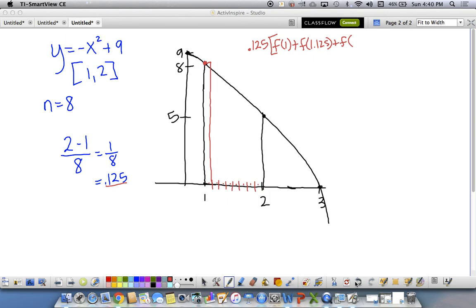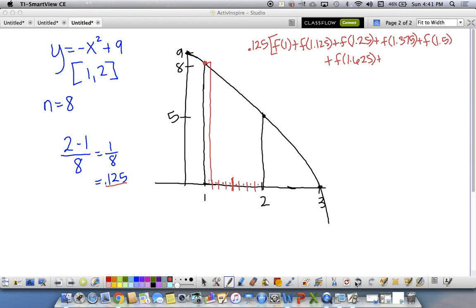So here we go. I'm going to pull out my calculator. 1.25 plus I'm going to have to add 0.125 to that, and I'll have f of 1.375, and then I'm going to have to add 0.125 to that. I'll get 1.5, so f of 1.5. I'm at the exact halfway point there. Then I'm going to have to add 0.125, f of 1.625.